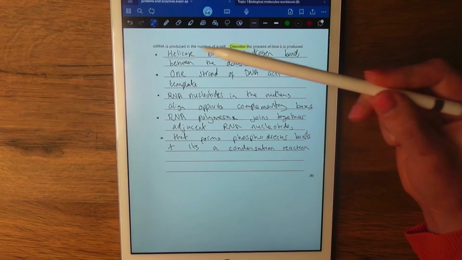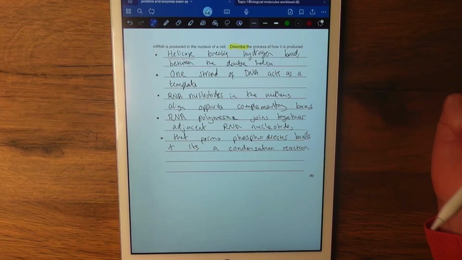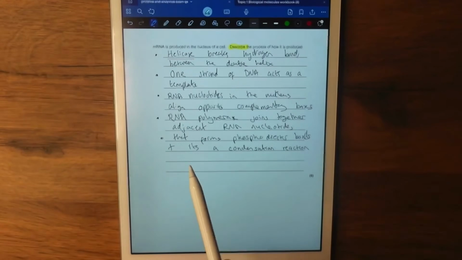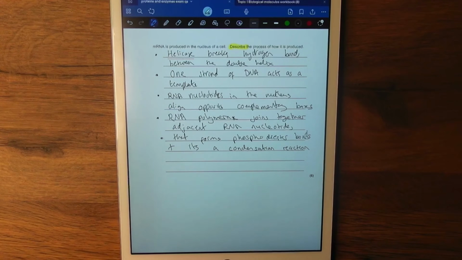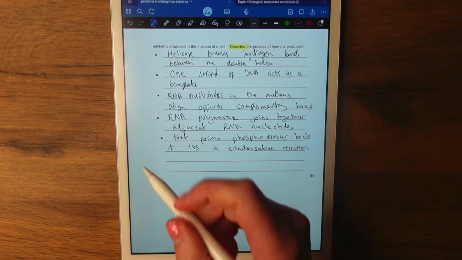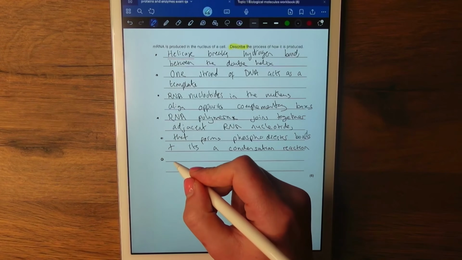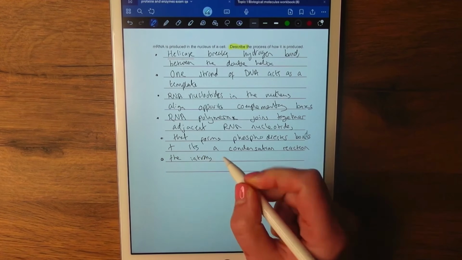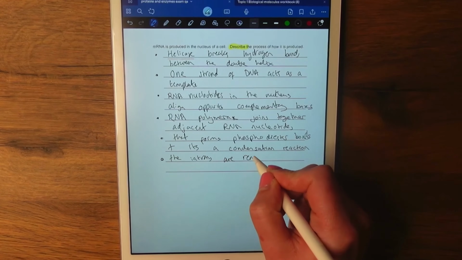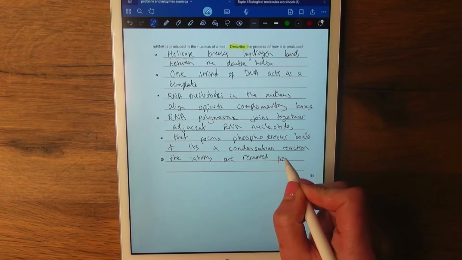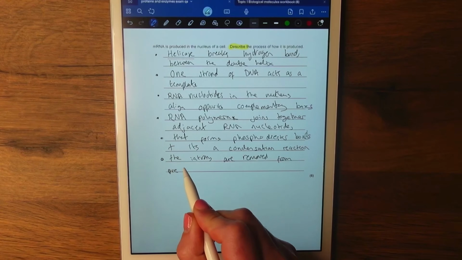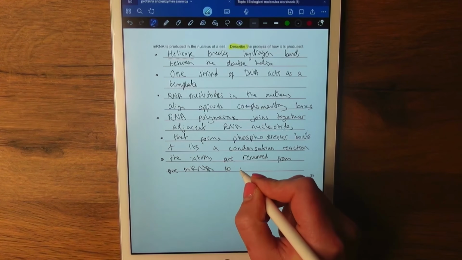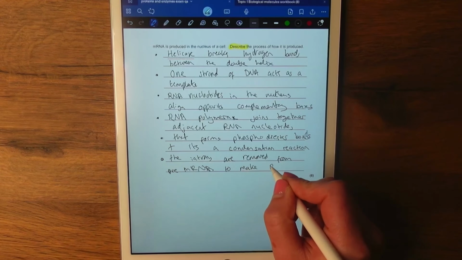Right, so let's see. We've got 1, 2, 3, 4, 5 bullet points. Last thing I'm going to add is, it said mRNA producing the nucleus. It's not said pre-mRNA, so I'm actually going to add in that the introns are removed from pre-mRNA to make mRNA.